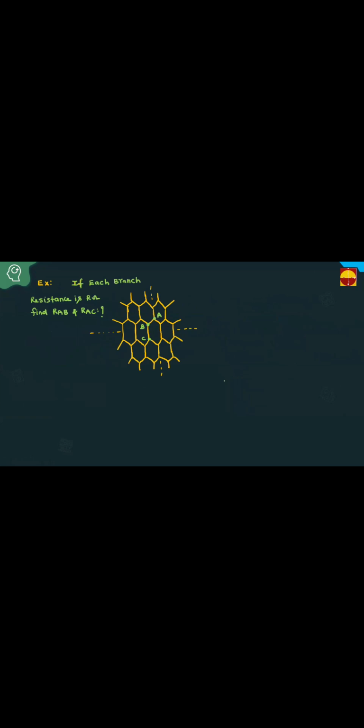Next, this also you have to take. If each branch resistance is R ohms, find RAB and RAC. You find RAB: A is entering, B is leaving. And RAC: A is entering, C is leaving. This indicates each branch is R ohm resistance.